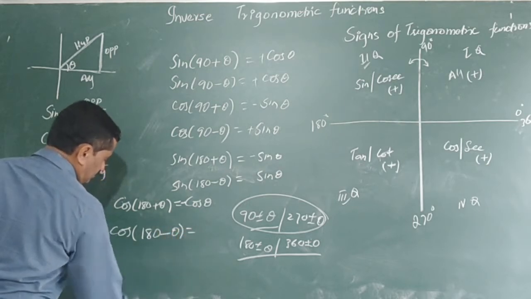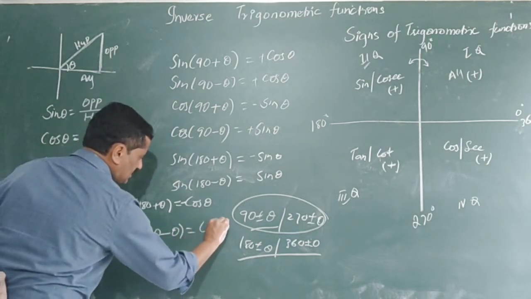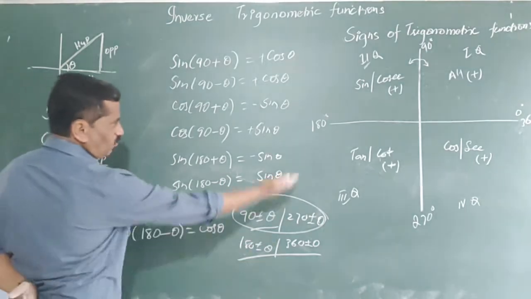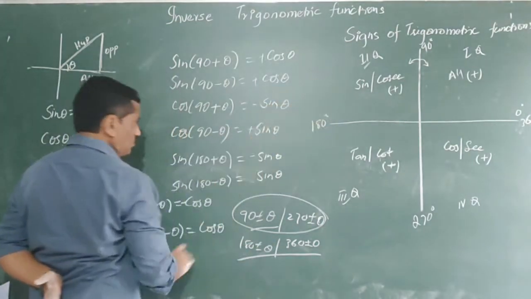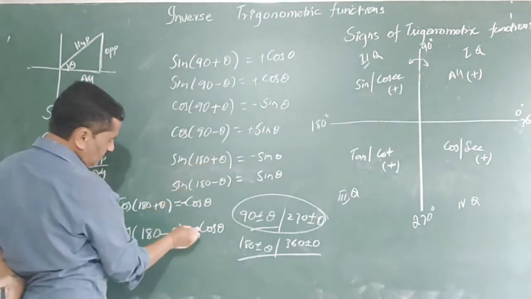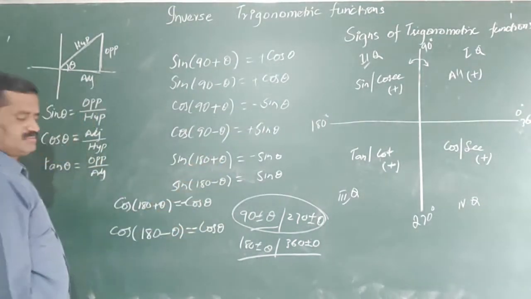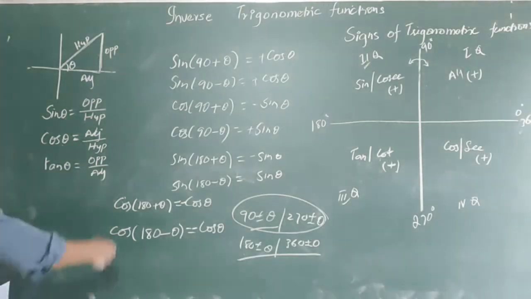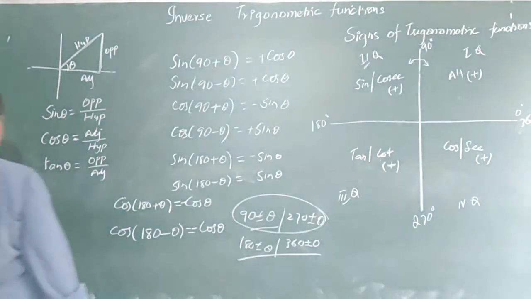Okay, so we have once again cos of 180 minus theta, which is equal to cos theta with 180 minus. So for the second quadrant, what is the sign of cos? It is negative, right? So this is what we get for theta with allied angles.